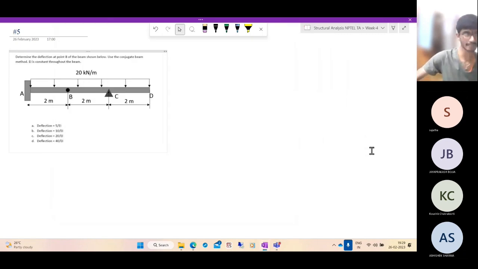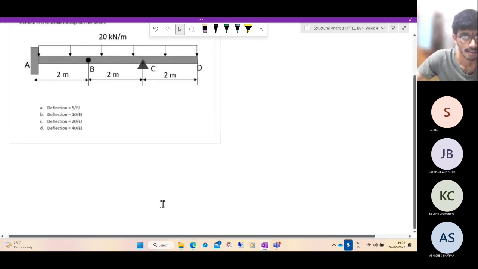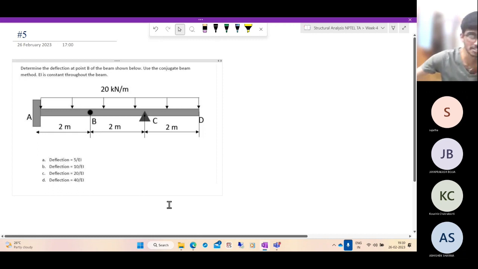Okay, now let's go to the 5th question. It is slightly more involved, but it's still easy. So what is asked? Determine the deflection at the point B, at this internal hinge, using the conjugate beam method. So very simple.